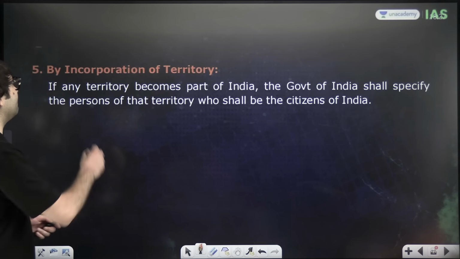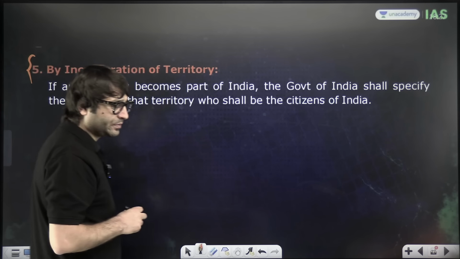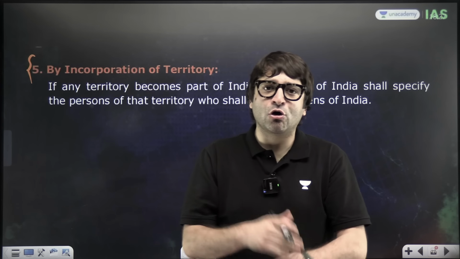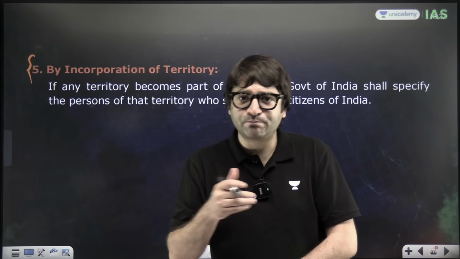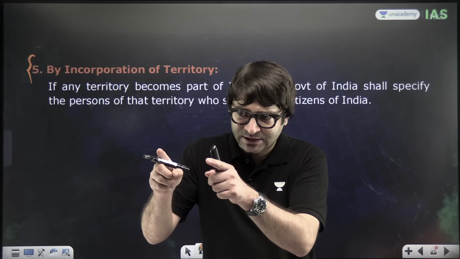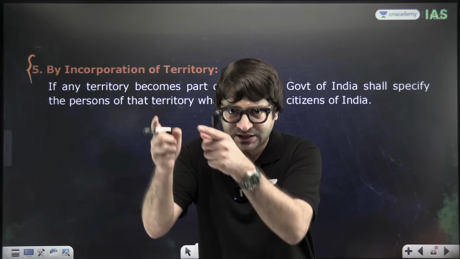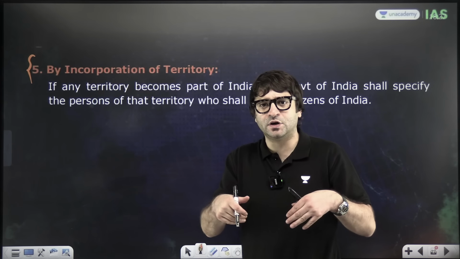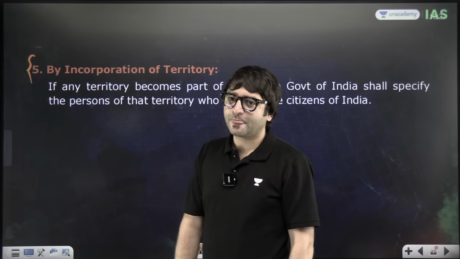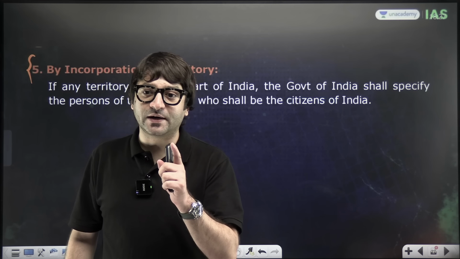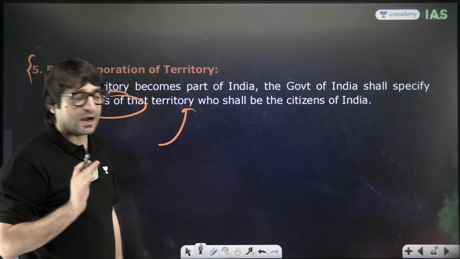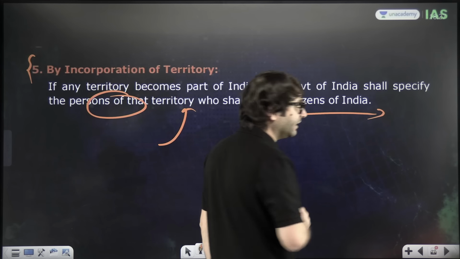Fifth way through which you can become an Indian is by incorporation of a territory. For example, we incorporated Goa. We incorporated Pondicherry, which is now Puducherry. Will these citizens of Pondicherry, residents of Pondicherry, Goa, automatically all of them become Indian citizens once these territories have been incorporated? No. The central government will specify who are these persons of that territory which we have acquired who shall become the citizens of India.